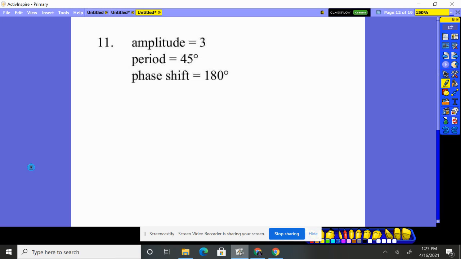Number 11 wants us to write a sine equation where the amplitude is 3, the period is 45, and the phase shift is 180. Okay, no problem. Start off: y equals amplitude 3, since it's a sine function. We need the b value to be there, the c value to be here. Since it's shifting plus 180, I know I'm going to have a minus something here, but we'll worry about that in a minute.